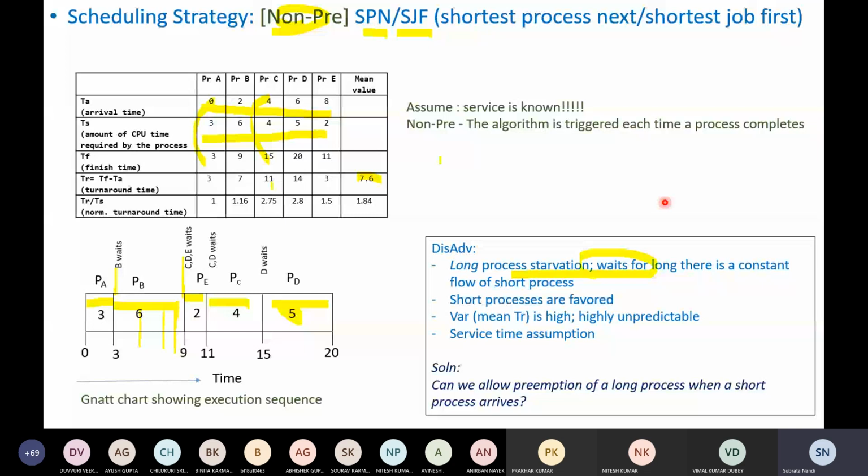So this creates some problem because sometimes short processes need to starve. So the solution is, can we allow preemption of long processes when short processes arrive? That was the basic idea which triggered the next algorithm. So that is basically the preemptive version of this SPN or SJF, shortest process next.